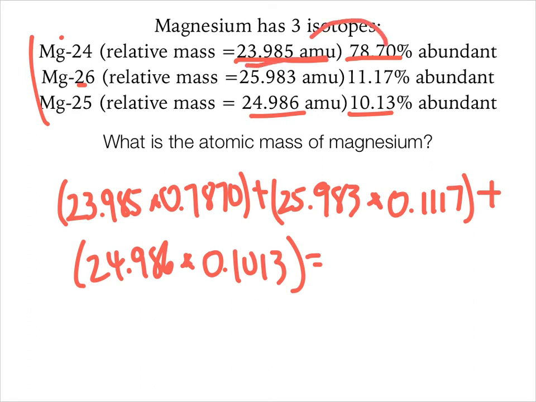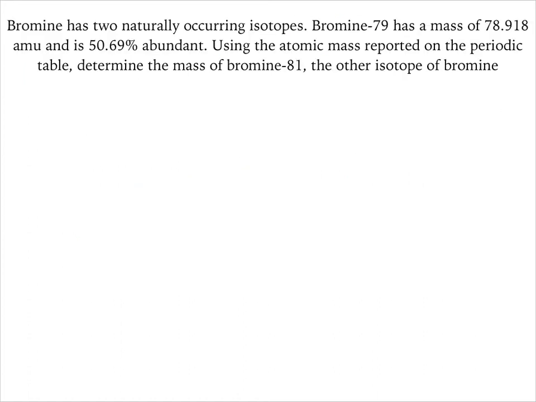Now let's do some math and see what we get for our final answer. And we get 24.31. And if you look up at the periodic table, you'll notice that's the same thing it has for the average atomic mass of magnesium. Okay, last example. This is a little bit different. We're going to be solving for something besides the average mass. So let's take a look.